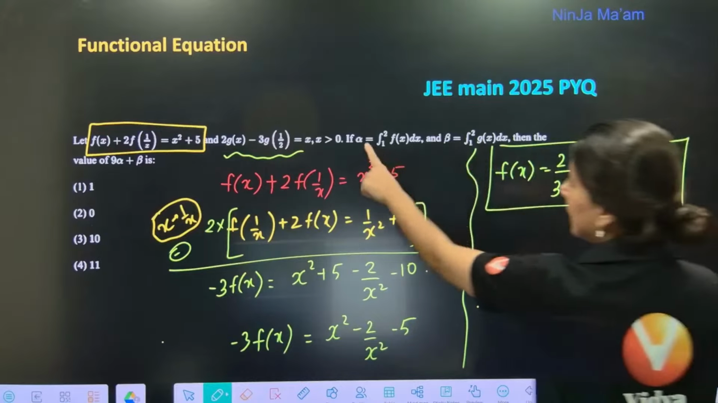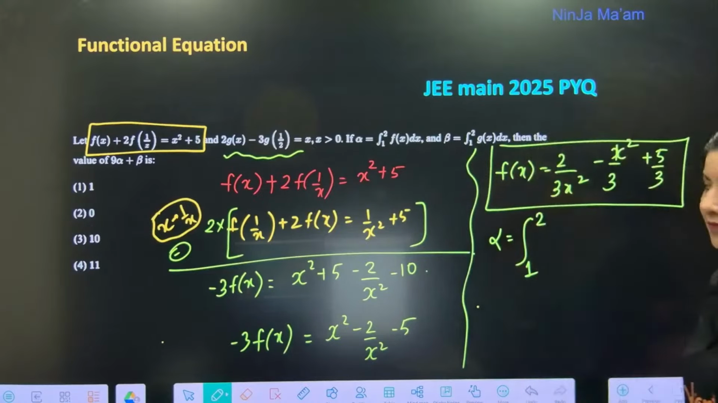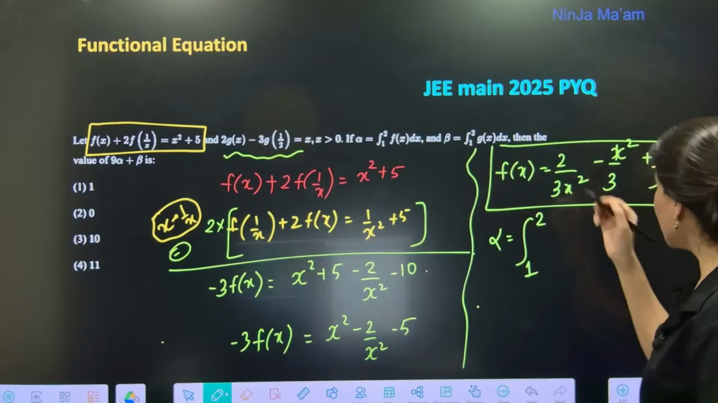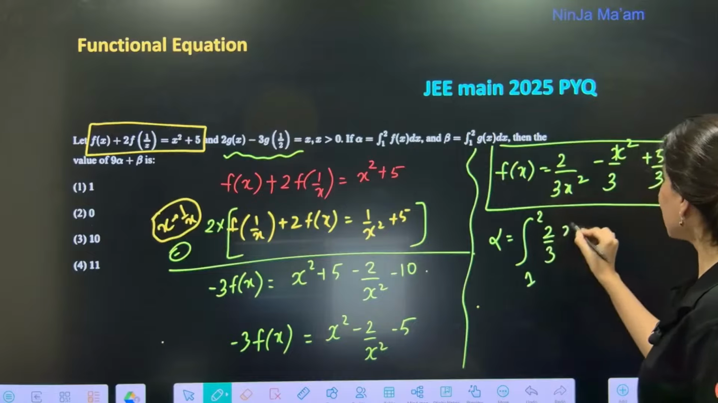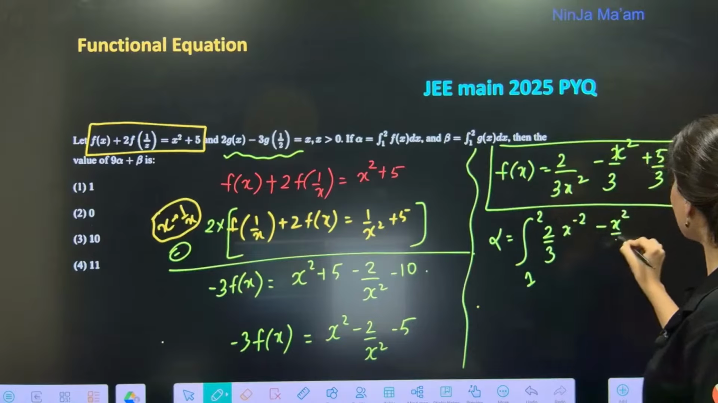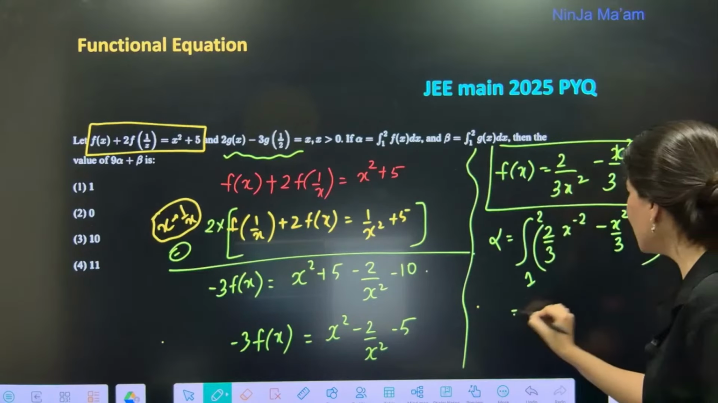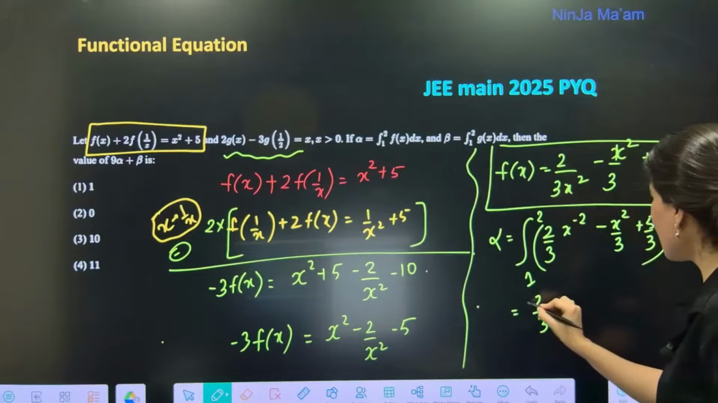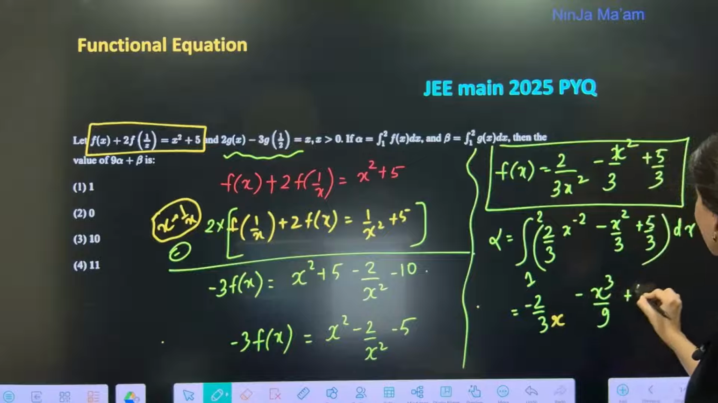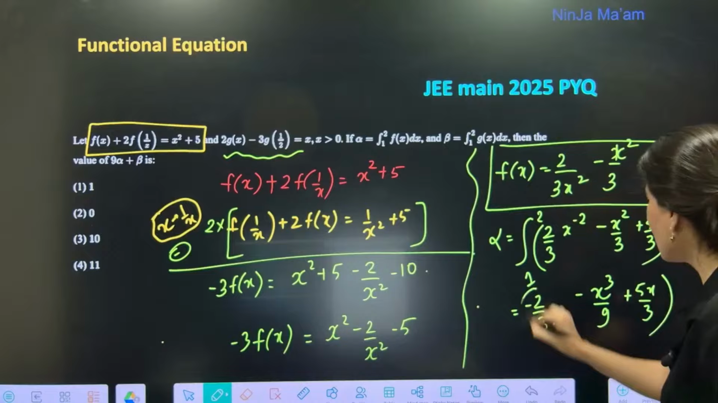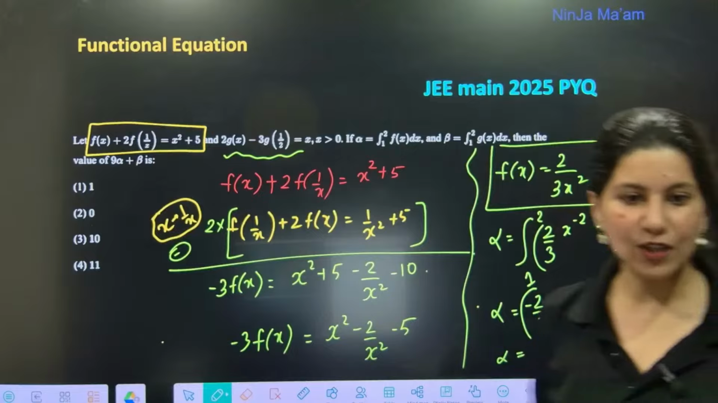First of all, let's talk about alpha. Alpha will be the integration from 1 to 2 of 2 by 3 x power minus 2 minus x square by 3 plus 5 by 3, dx. Integration is not a very difficult job. So this is 2 by 3 times minus 1 by x, minus x cube by 9, plus 5x by 3, from 1 to 2. If you apply the upper and lower limits, you will get the value of alpha.